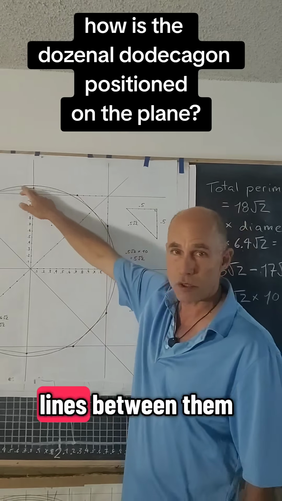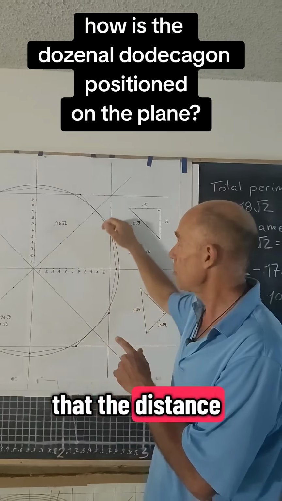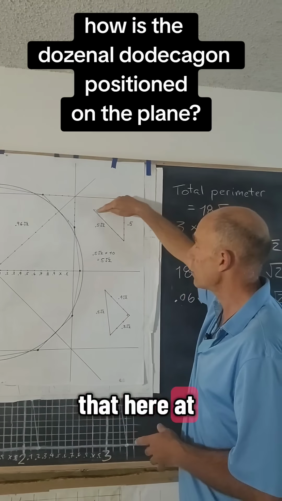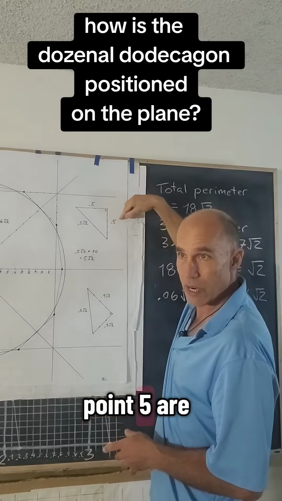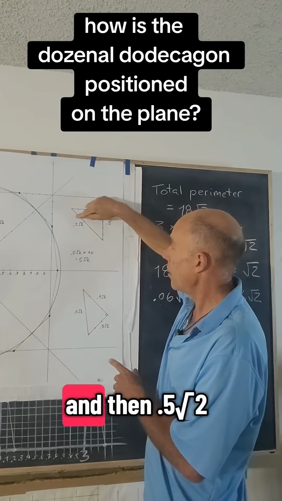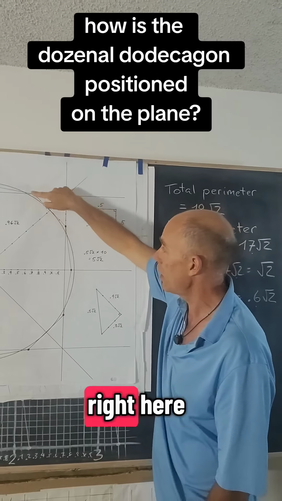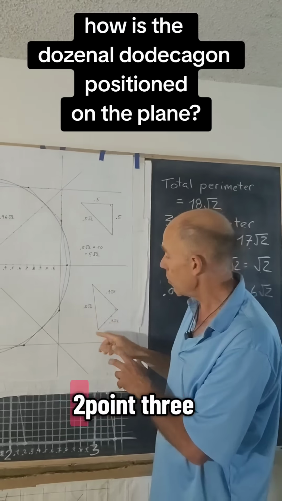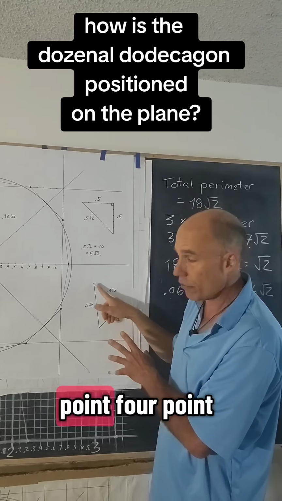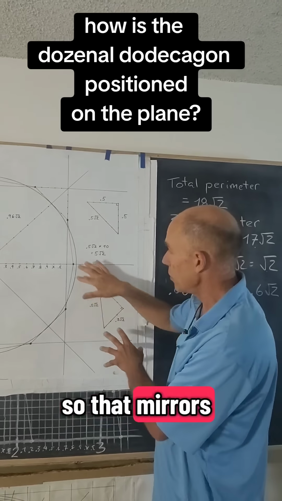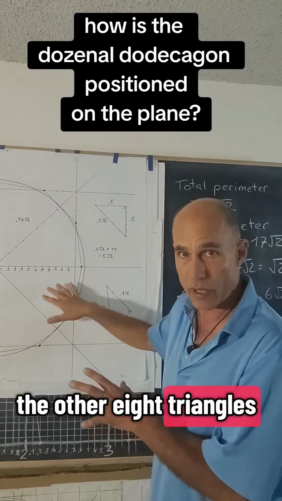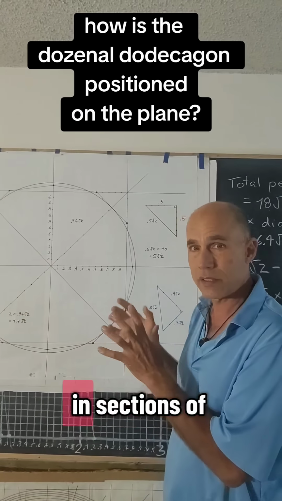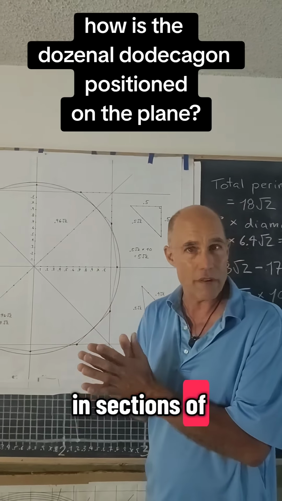Then we connected lines between them, and we discovered that the distance between all those points is the length of 0.5 root 2. We can see that here at this little triangle. 0.5 are the two sides of the right angle, and then 0.5 root 2, that's this triangle right here. And then down here we have a 3, 4, 5 triangle in units of square root of 2, 0.3, 0.4, 0.5 root 2. And so that mirrors the geometry of the other 8 triangles. So we can see that the entire dodecagon has the length, or in sections, of 0.5 root 2.